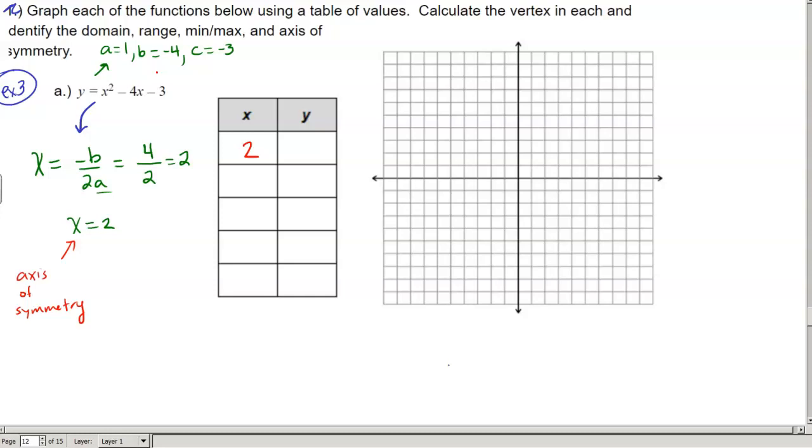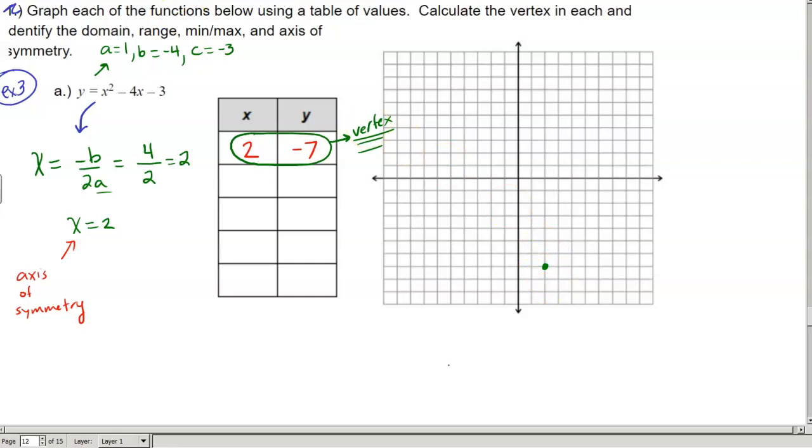But if you plug in 2 there, you get 2 squared minus 4 times 2 minus 3, and you're going to get negative 7. So the key point of this problem is actually the first point that you find, right? If I plug in 2, I get negative 7. This right here is the vertex, and that is the most critical point of the graph. So we're going to plot that first, so 2, negative 7. That's down here.